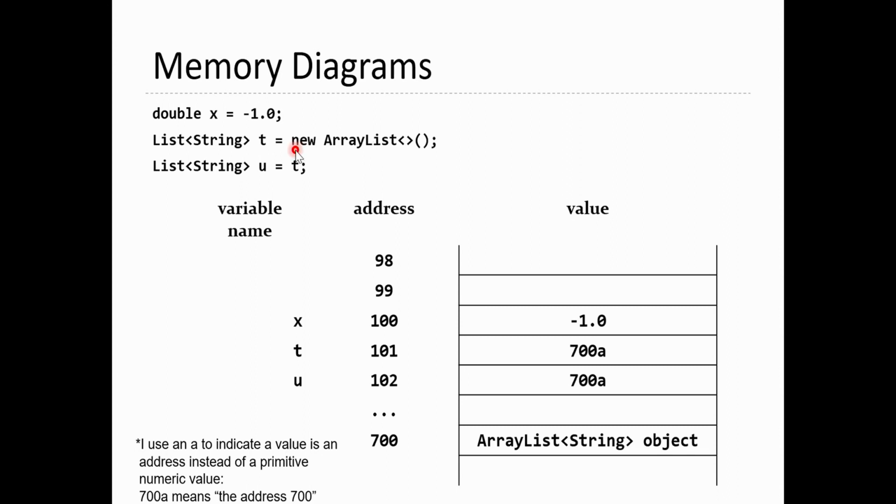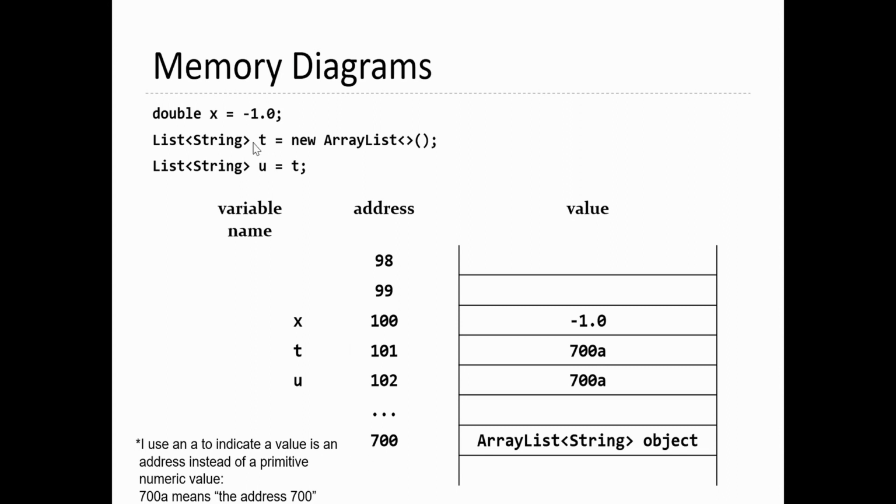When you write new array list, what happens is new allocates memory for an array list object. Where does it allocate it? Well, it allocates it somewhere. You don't know where, and you can't control where in Java. So here, I've drawn it at address 700. An array list object appears somewhere in memory. We don't actually know what's inside that object. After this line, there's stuff that belongs to the array list object. We don't know what that is unless you look at the source code, and we don't care for the purposes of this slide. All that we care about is that there is an array list object at address 700.